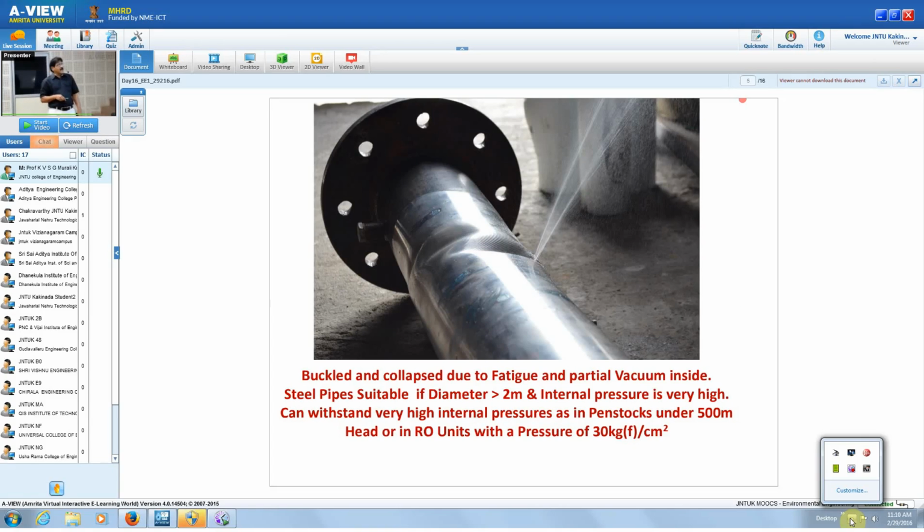Once again we have seen that whenever the diameter is more than 2 meter, steel pipes are preferred to cast iron pipes. Similarly, if internal pressure is very high, let us say more than 20 kg per centimeter square, that is 200 meter head, then also steel pipes are preferred. In case of penstocks used in hydropower plants, where the head is, let us say, 500 meter, that means pressure is 50 kg per centimeter square, steel pipes only are used. And in case of RO units, where pressure of more than about 15 kg per centimeter square is maintained, there also steel piping only is done. Next please.